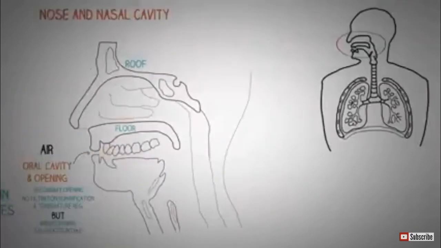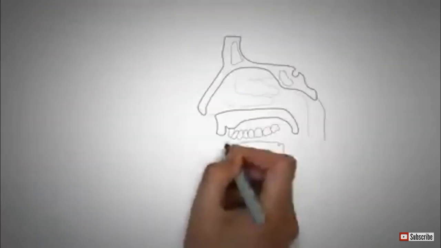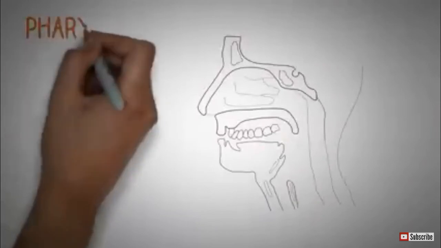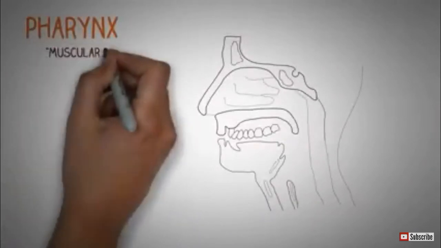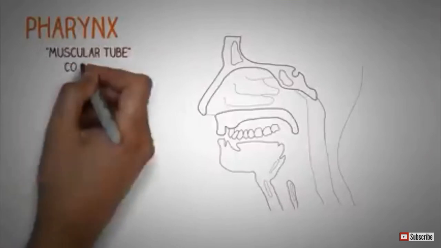So up till now we have studied the air that we inhale passes through our nasal cavity or the oral cavity into the pharynx. So coming to the next important structure in the human respiratory tract, which is the pharynx. Pharynx is basically a muscular tube which lies behind the nose, the mouth, as well as the larynx, and it connects the oral and the nasal cavity to the larynx as well as the esophagus.